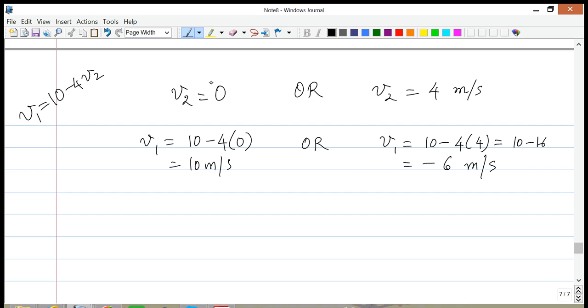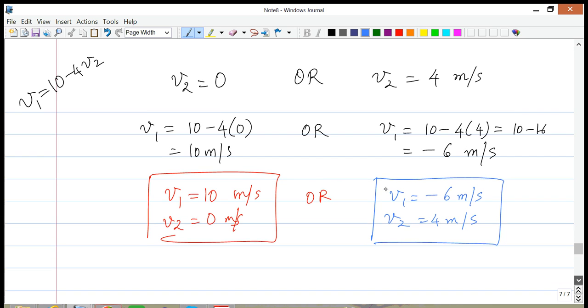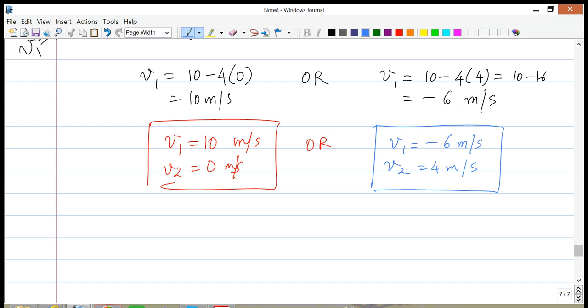So we have two solutions. Solution 1 is V1 equals 10, V2 equals 0. Or the solution 2, which is V1 equals minus 6 and V2 equals 4. Okay, so let's analyze this and then we'll be done with everything.